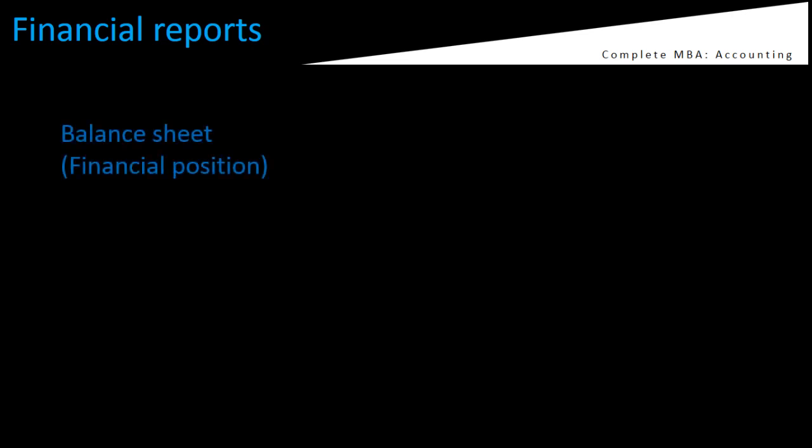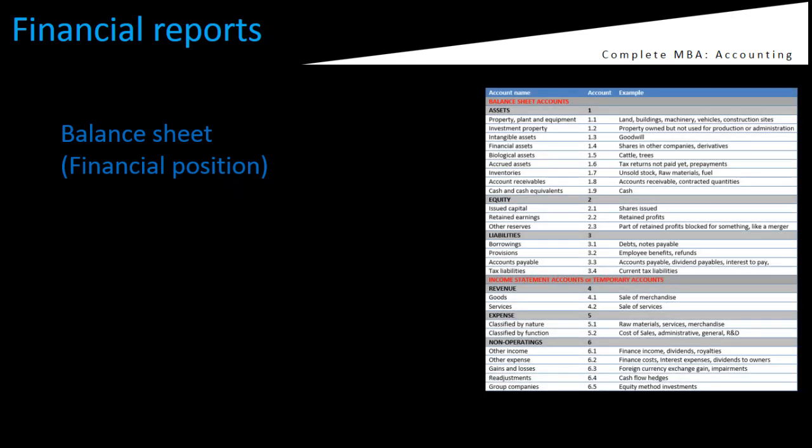The first one is called the balance sheet, also called the financial position. This document is just the summary status of all the assets, liabilities, and equity at a certain moment in time. If we check the COA that we learned in the last videos, that will be the summary of these accounts here, these accounts here, and these accounts here.